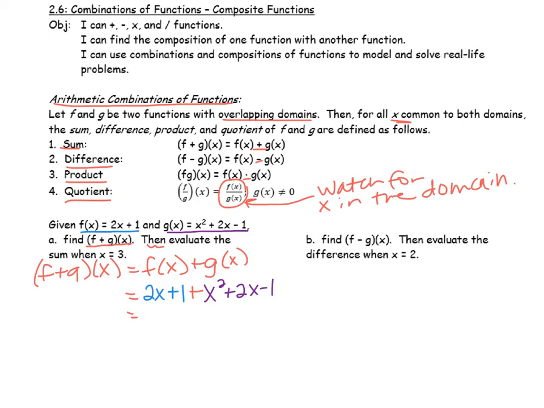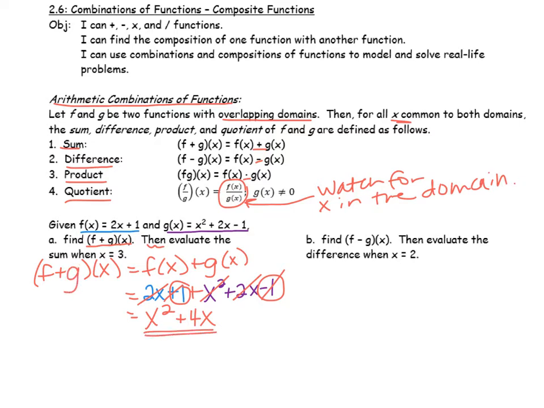Writing in order from biggest to smallest, we have an x squared. We have a positive 2x with another positive 2x, which would equal 4x. Then we have a positive 1 and a negative 1, and they just cancel. Therefore, f plus g of x simplifies to x squared plus 4x.